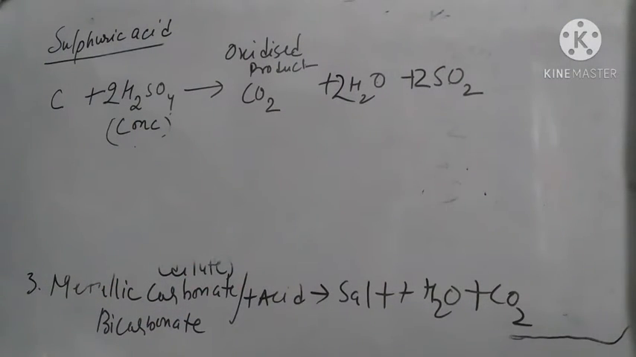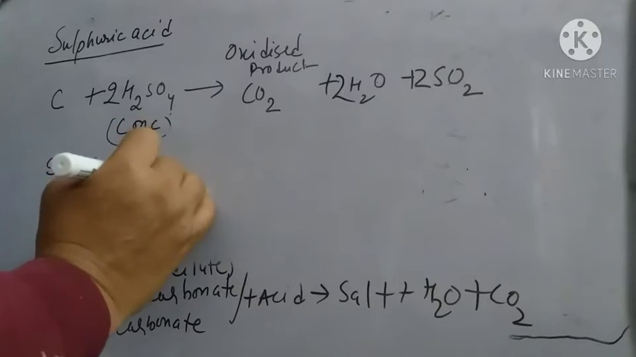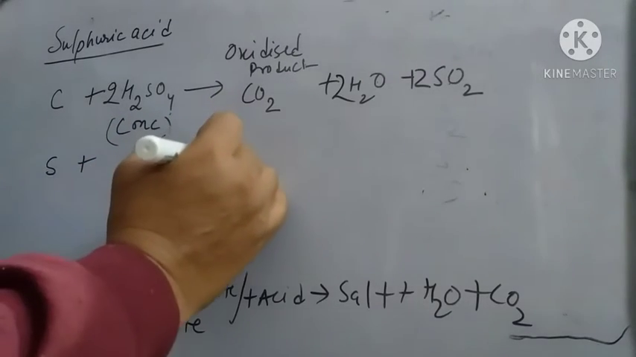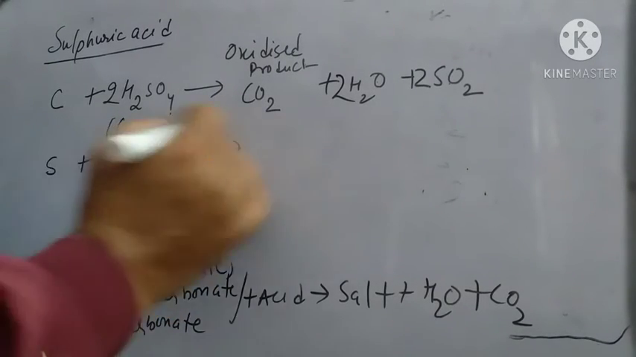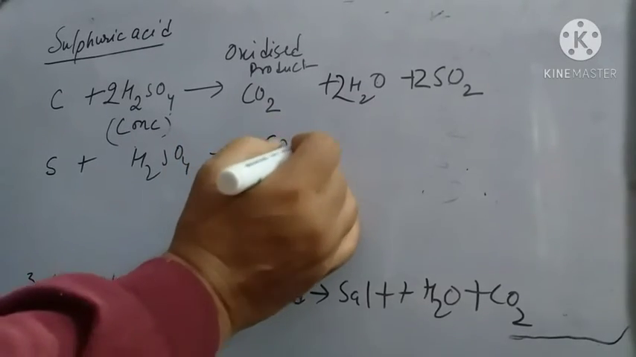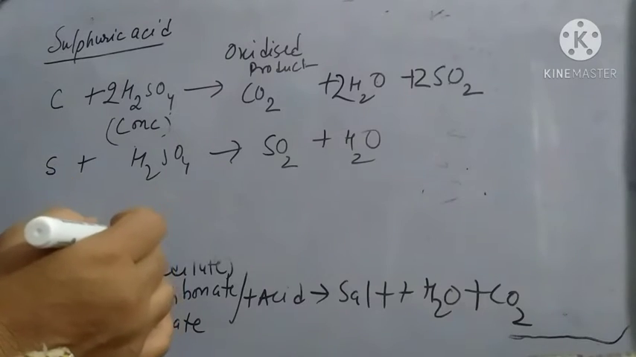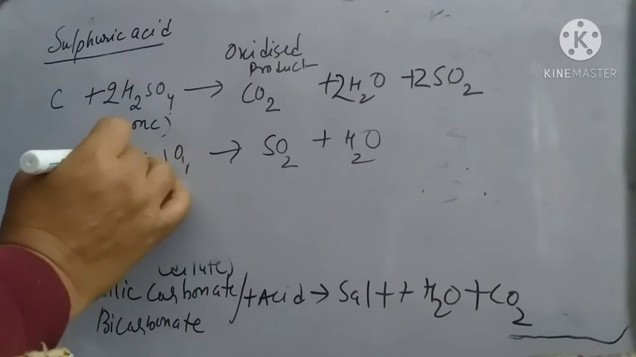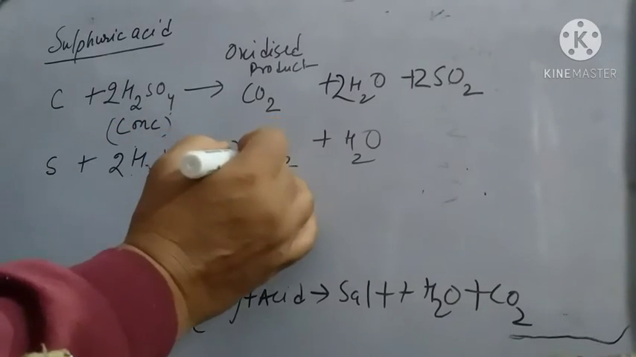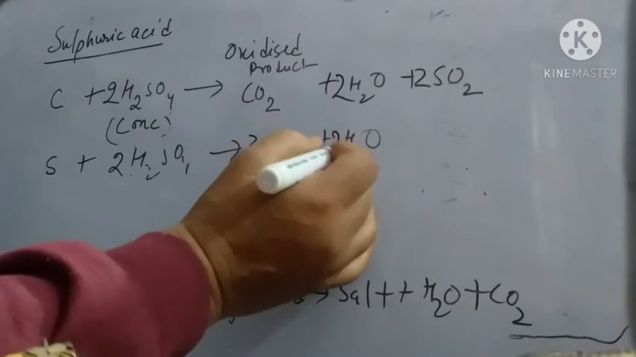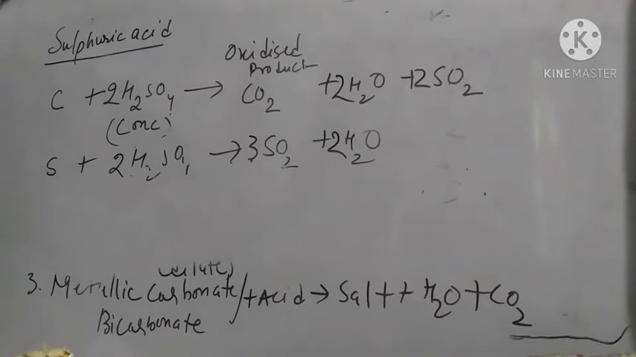Now again, the oxidation of another non-metal, that is sulfur. So sulfur plus concentrated sulfuric acid, the oxidized product will be sulfur dioxide plus water. So this is the behavior of concentrated sulfuric acid as an oxidizing agent.